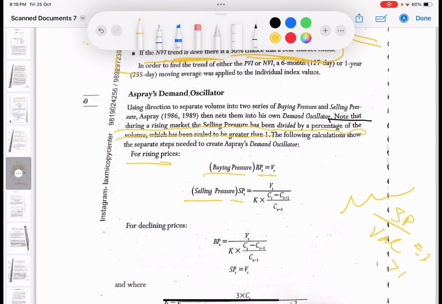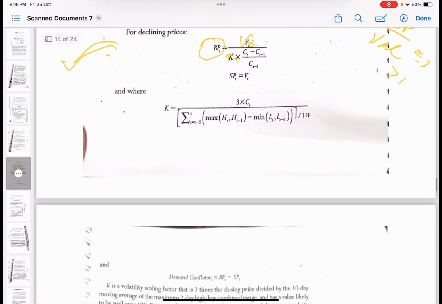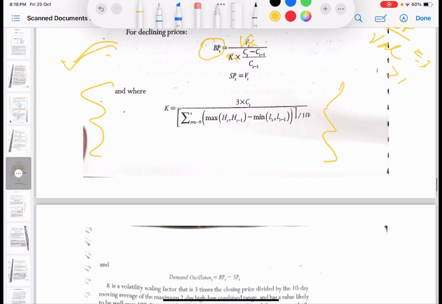For selling pressure, we have VT divided by K multiplied by CT minus 1 upon CT minus 2. For declining prices, we have the buying pressure, and that is going to be the VT divided by K multiplied by CT minus CT. Okay, so that's the formula of the Asprey's demand oscillator.